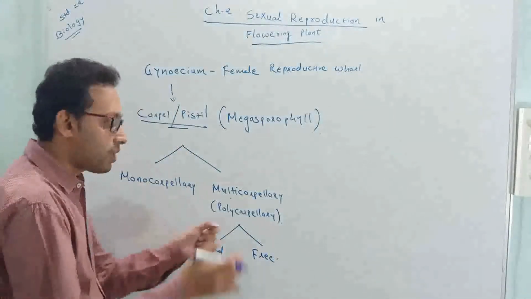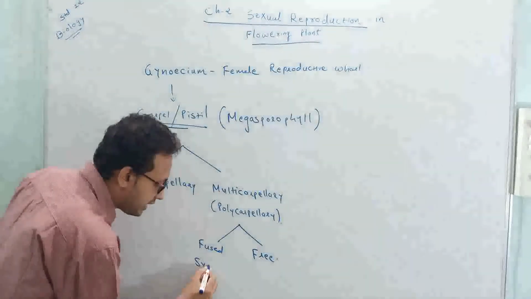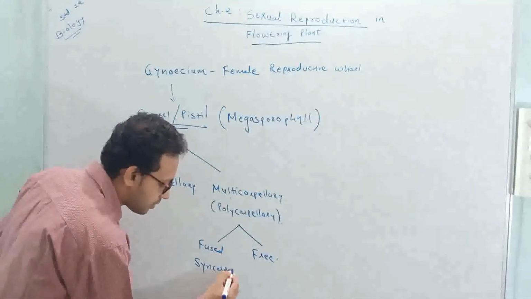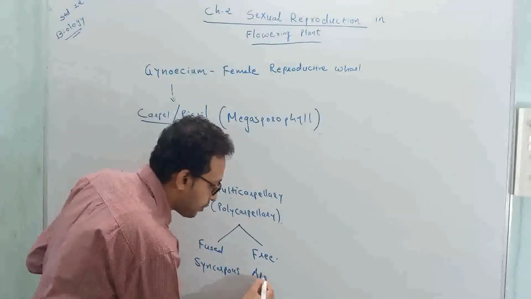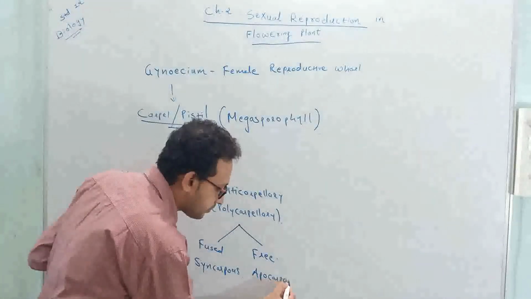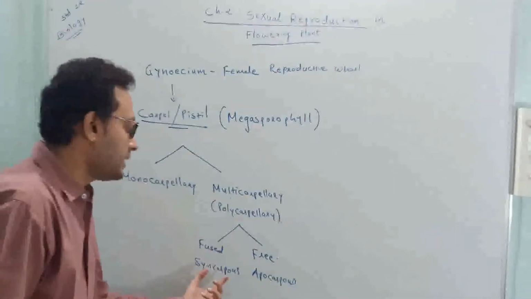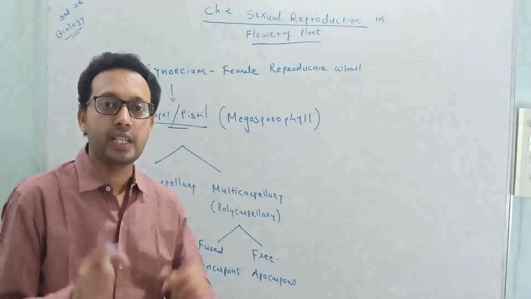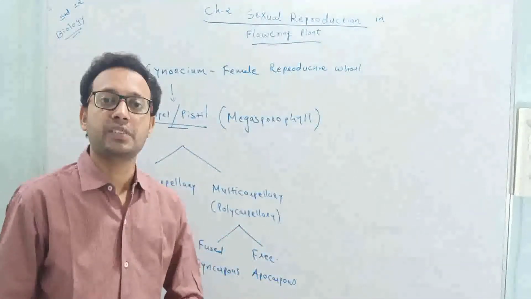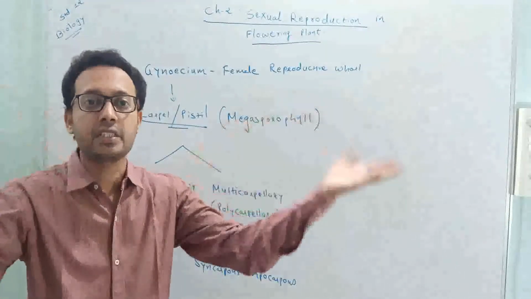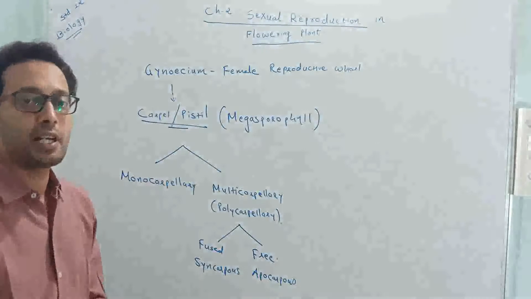If the carpels remain fused or attached, then it is called as syncarpous. And if they remain free, then it is called as apocarpous. Clear, students? So what is syncarpous? Syncarpous is a flower in which carpels are fused, and apocarpous is a flower in which the carpels remain free. That is the case in multicarpellary or polycarpellary flower.